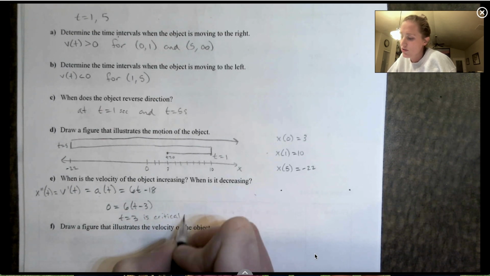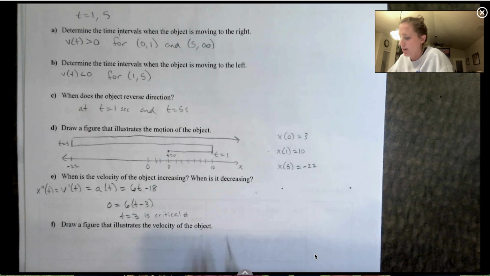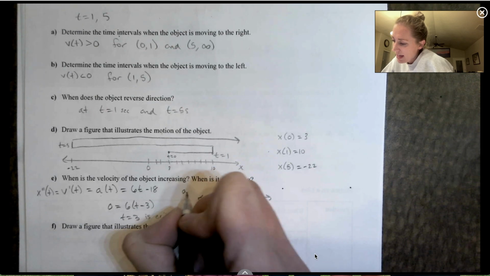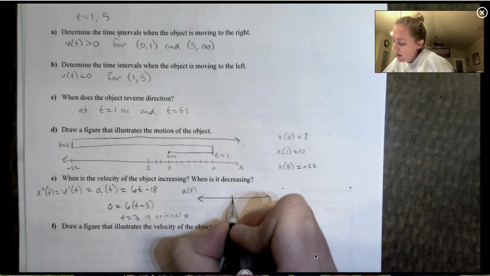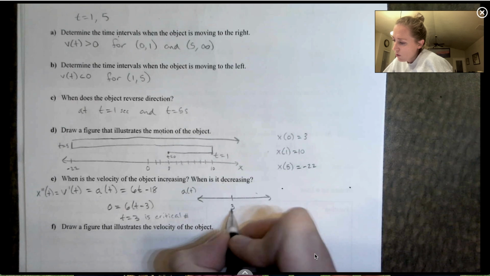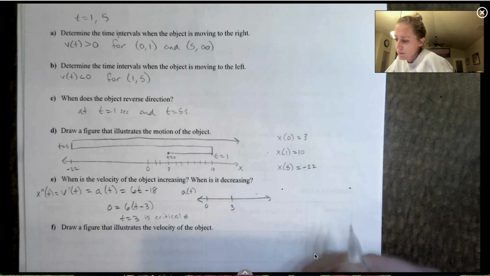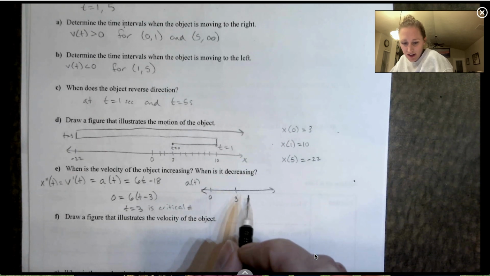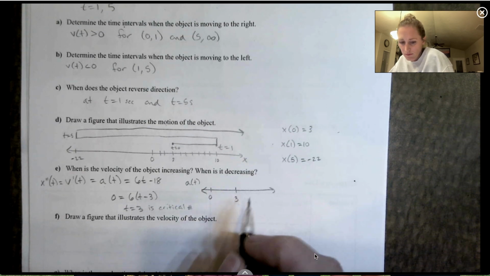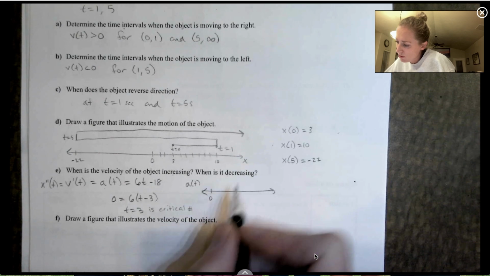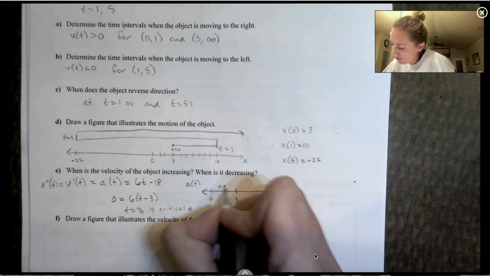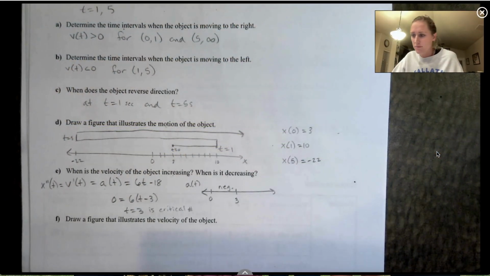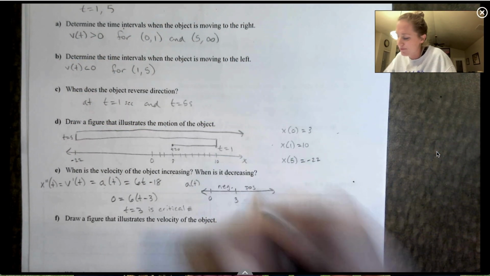And this is the critical number of the velocity function. So now, when I do my sign chart for a of t, we are looking for what's happening to the left of 3. And then what's happening to the right of 3. When I put in something between 0 and 3, we got something negative. When we pick something bigger than 3, we get something positive.